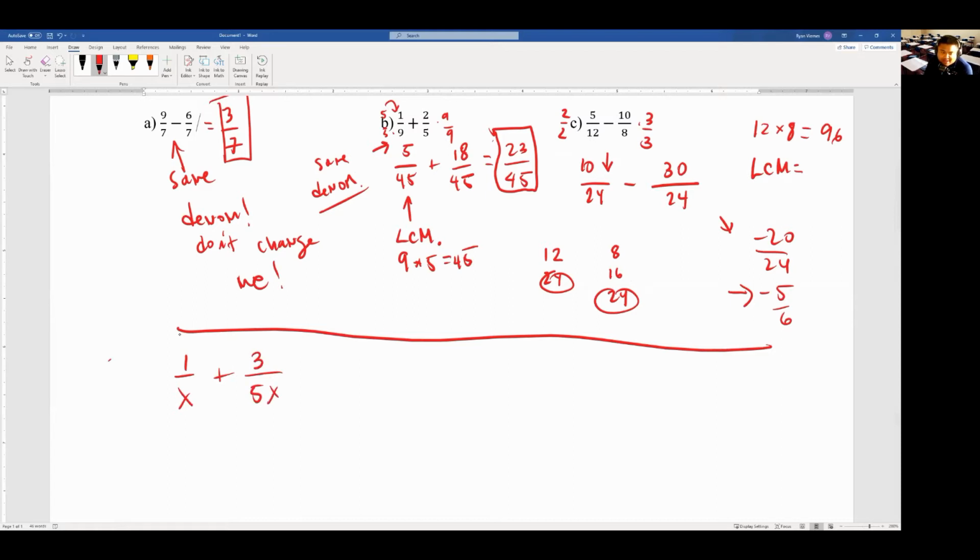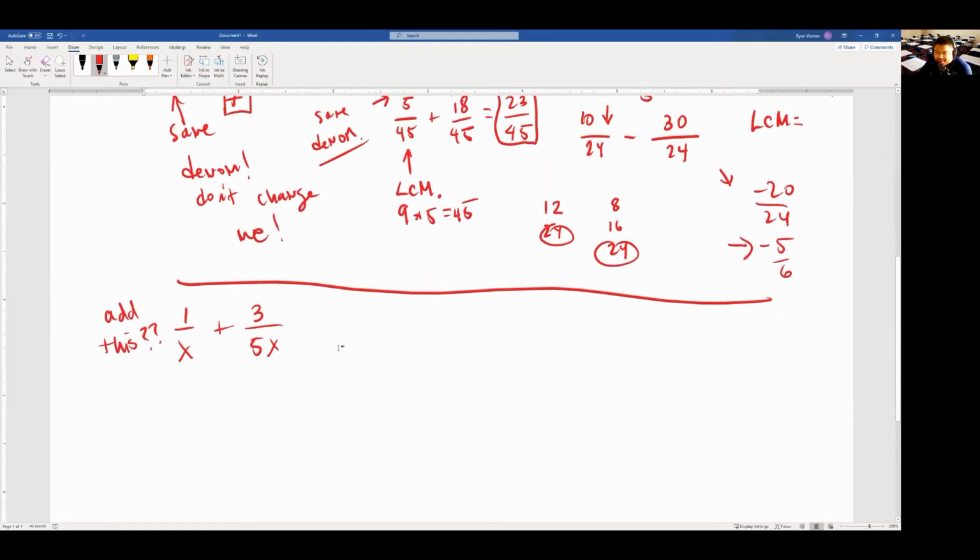How do we add this? We've actually done stuff like this before. But what I'm more interested in is the concept of what would be the least common multiple here. What is the LCM here? Some of you might actually guess pretty easily. 5x, that's a good answer. And it is, of course, 5x.